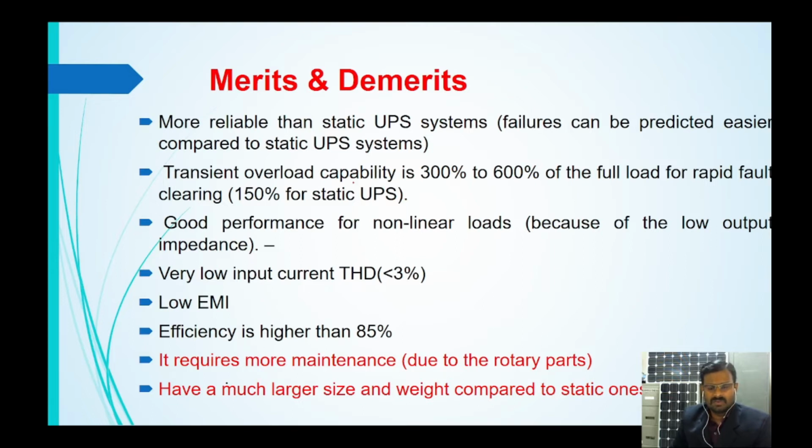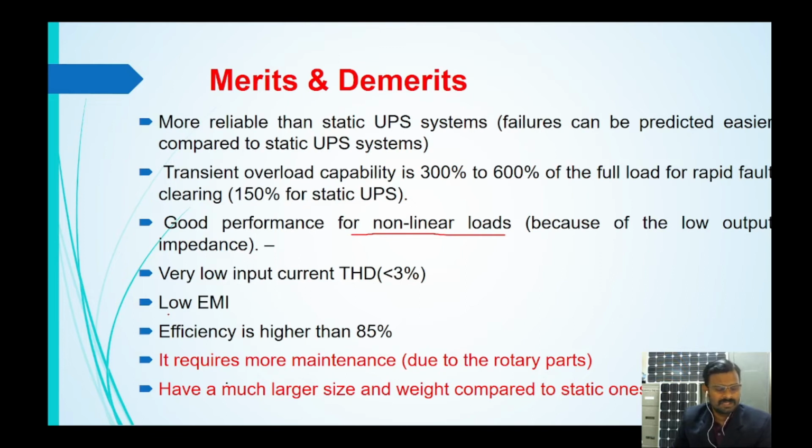So the transient overload capability is up to 300 to 600 percentage, and good performance for non-linear loads, whether it is the R load, RL load or RLC load, irrespective of the load, it gives a good performance. Very low input current THD, that is total harmonic distortion, is very less, almost less than 3%.